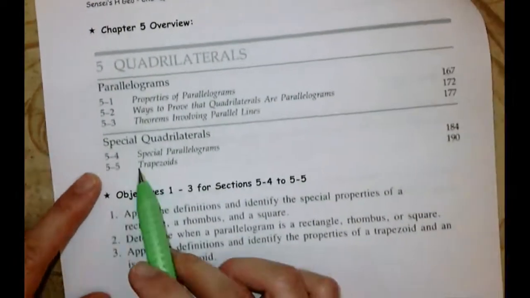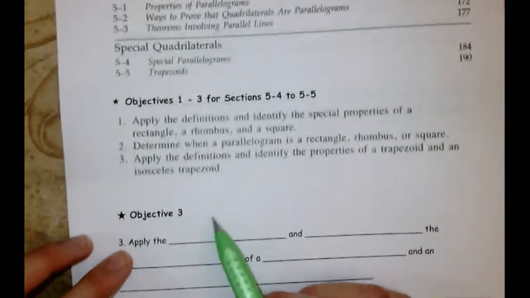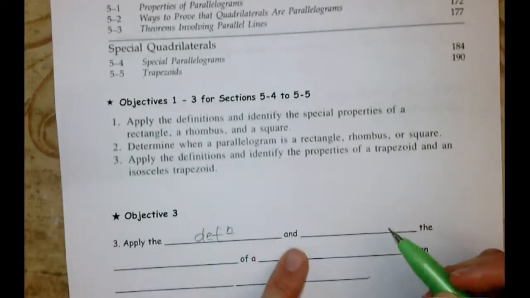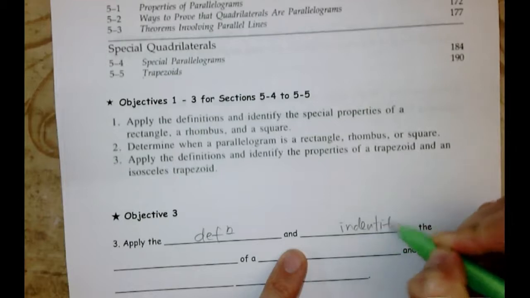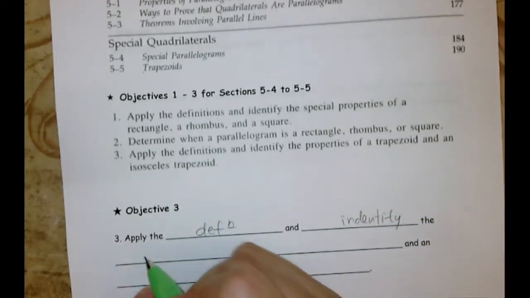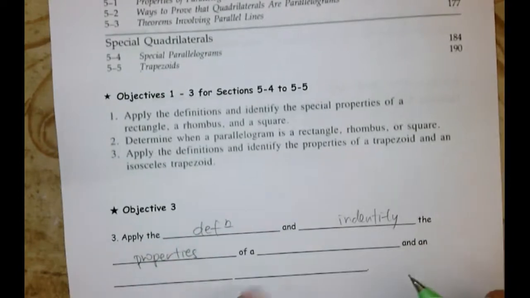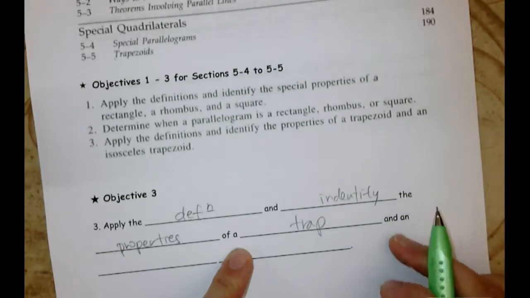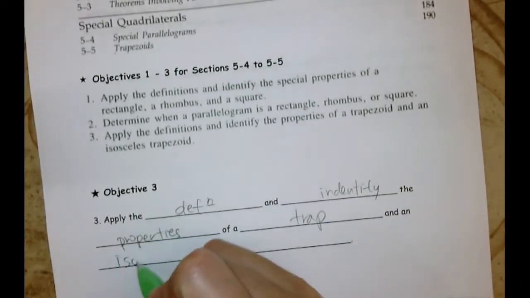Okay, so we are here, and objective 3, apply the definition and identify the properties of a trapezoid, I say trap, and an isosceles trapezoid.